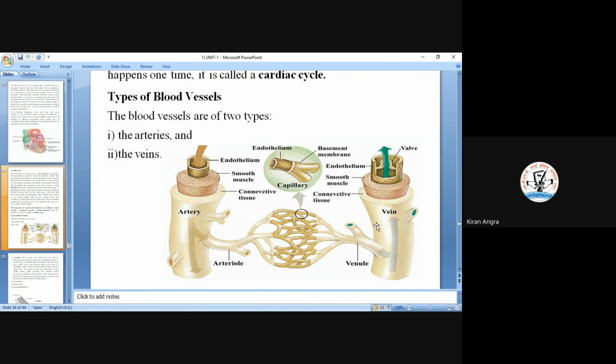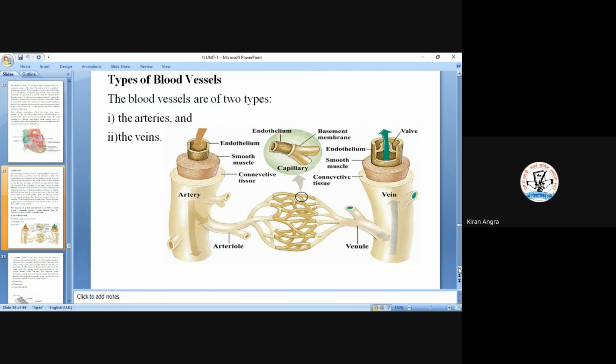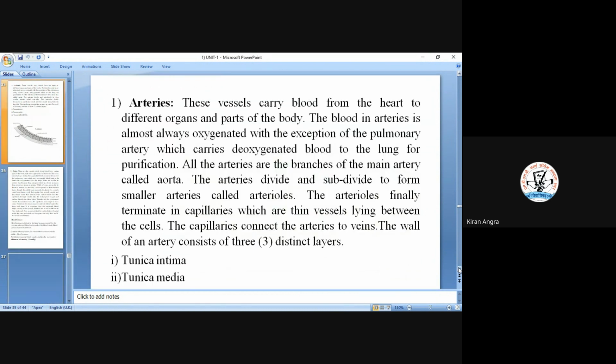Arteries consist of three distinct layers, as you are seeing in the cross-sectional area: endothelium, smooth muscle, and then connective tissue. Then we talk about the veins. These are also vessels which carry blood, mostly deoxygenated blood from various parts of the body, except the pulmonary vein, which carries the oxygenated blood back to the heart after oxygenation in the lungs.